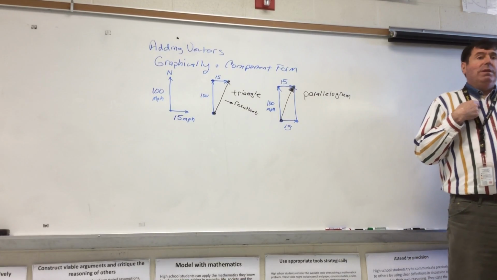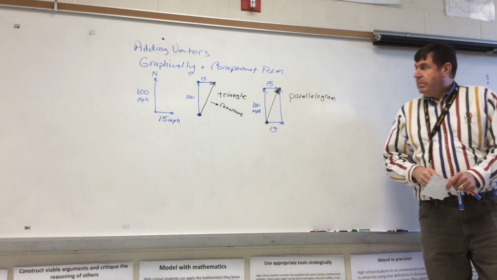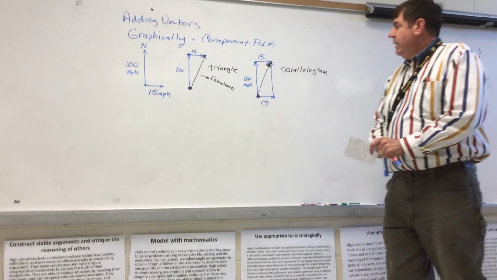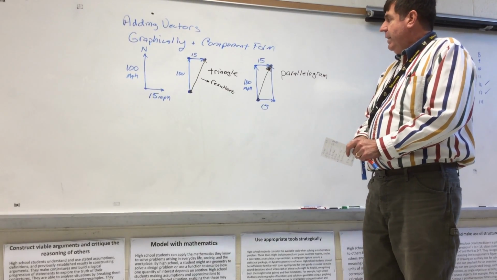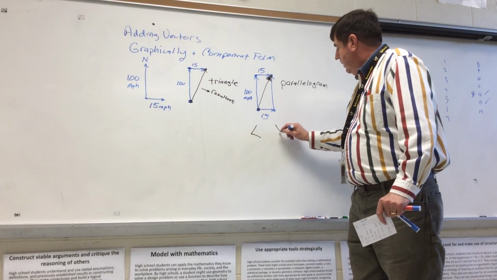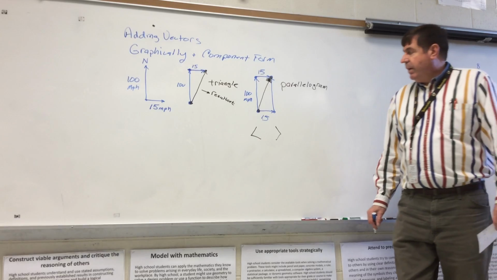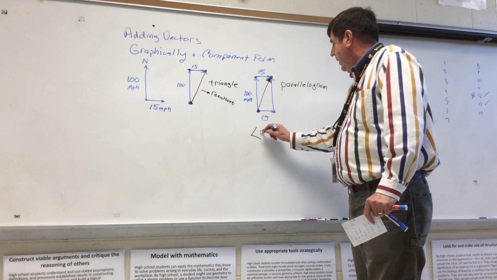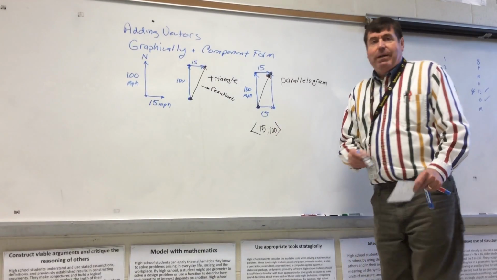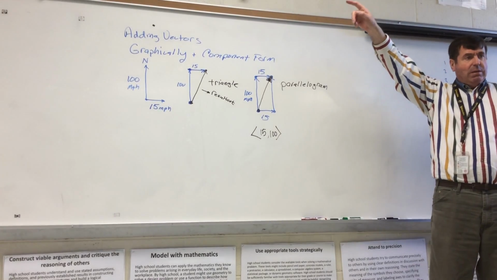Now, my question to you is, can you describe the resultant? Can you give me where it would be located as far as this form? Yeah, pretty easy, right? How far to the right? 15. And then how far up? 100.